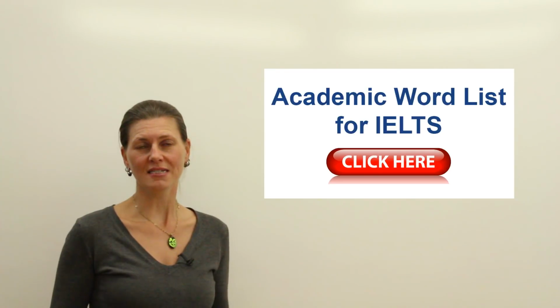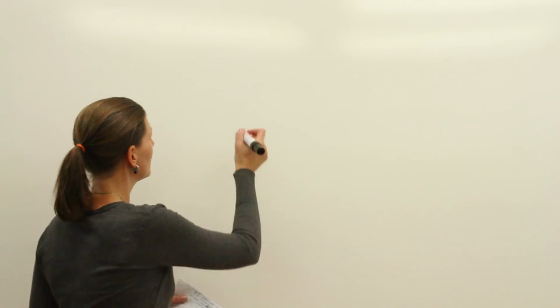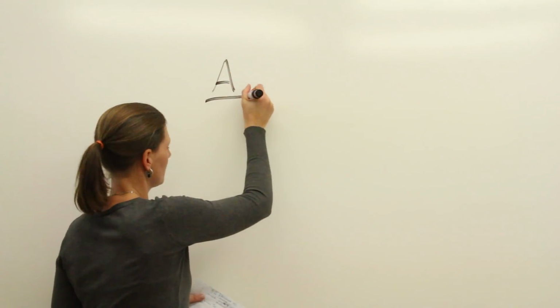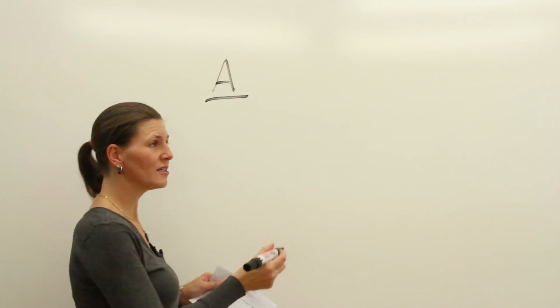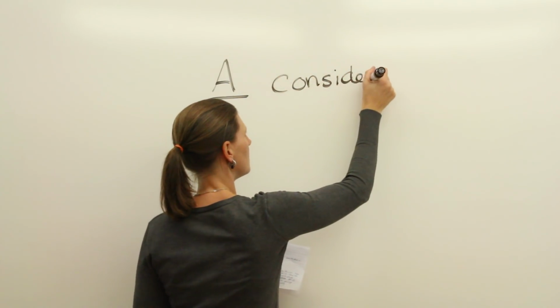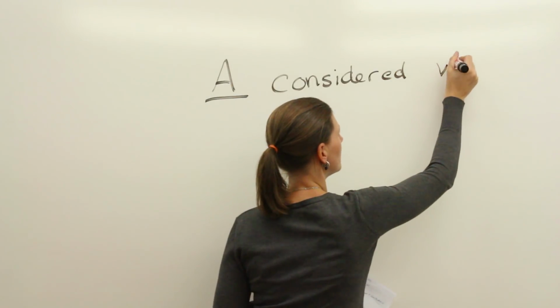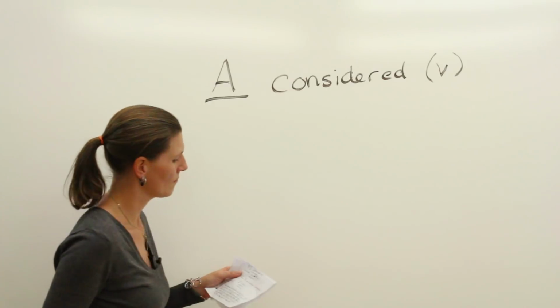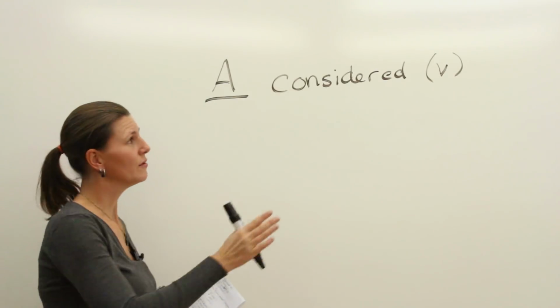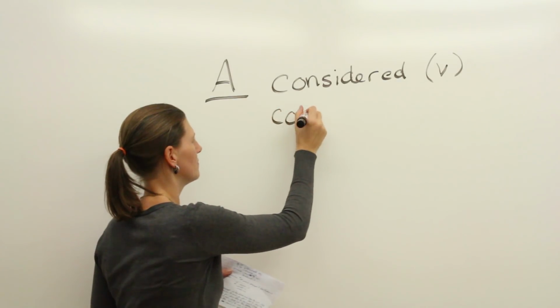Okay, now that we've read the text, let's look for some vocabulary words from the Academic Word List. The first one in paragraph A was considered. Considered is a verb. However, on the list, you will notice that you don't find considered, you actually find considerable.